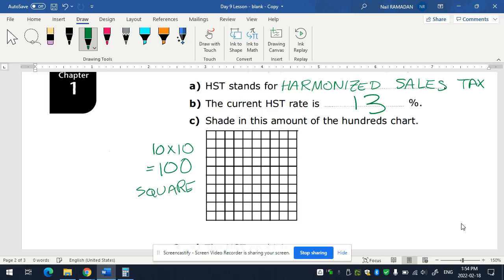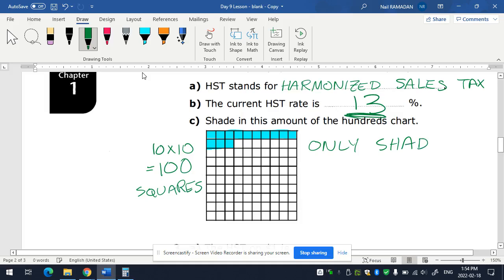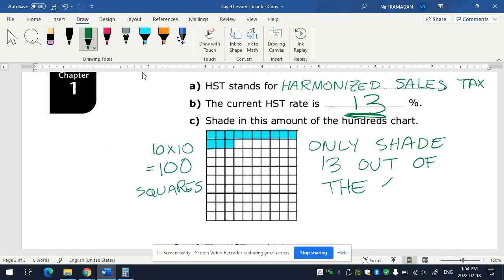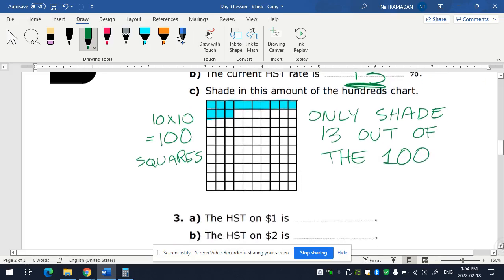We are supposed to shade how many? Obviously, there's a billion ways to shade 13 out of these. Any way could work. Let's go with the easiest one. I'm going to shade the first row fully and 3 extra of the second row. So go ahead, just shade this much, and then this much. That's it. 13 out of 100, which means that leaves 87 or 87%. So only shade 13 out of the 100.